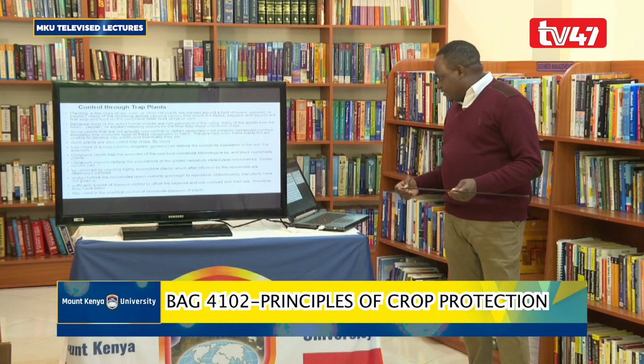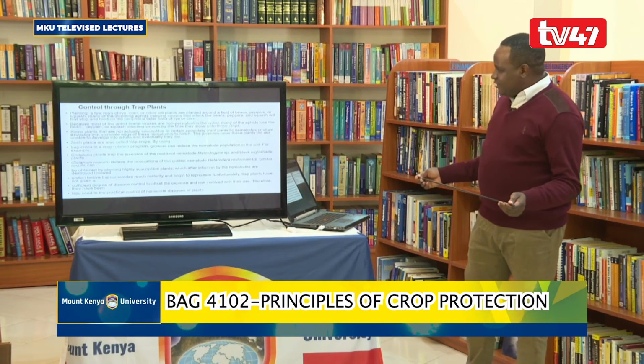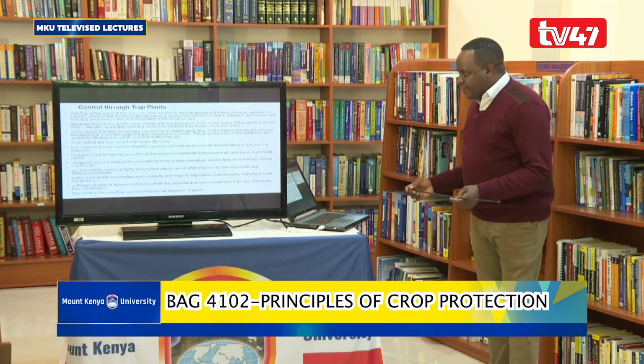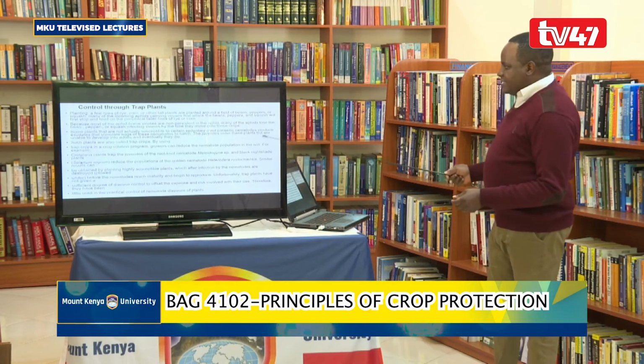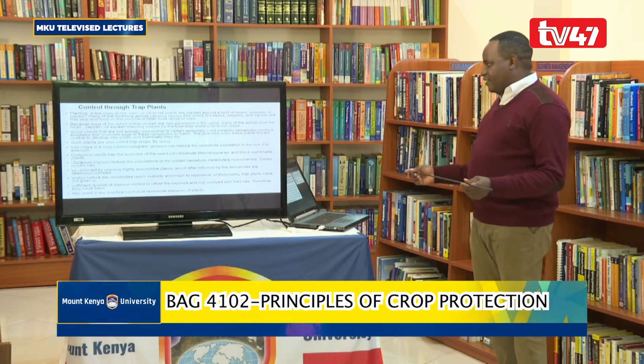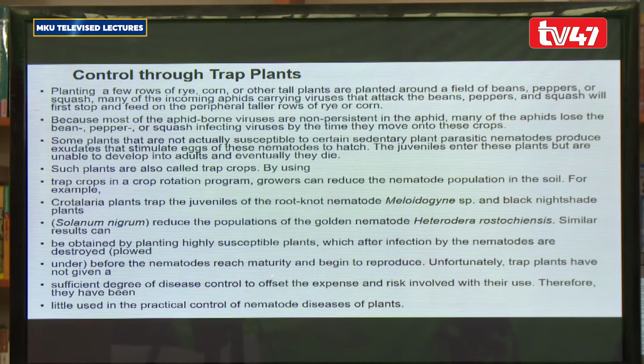As we soldier on, we talked about controlling through trap plants, and I've just explained. There's a slide here that explains some of the techniques used, so I'm not going to go through them one by one. You get the notes. But the principle is that the trap plants enable the pathogens to infest them, but they don't support completion of the life cycle. This is very much applicable in plant parasitic nematodes. Very important.